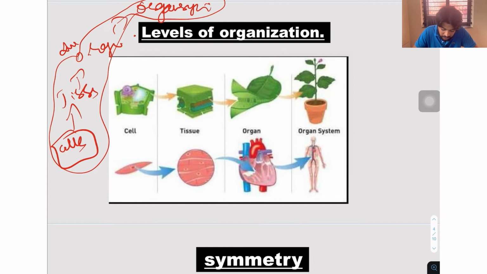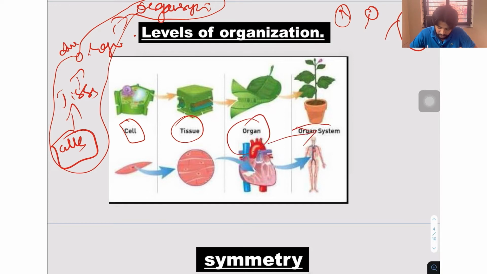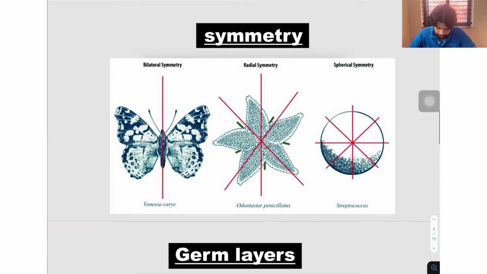Based upon this character, the organisms which are still in cellular form are grouped in one phylum. The organisms which are present at the tissue grade are in a different phylum. The organisms which are present at the organ or organ system level of organization are in a different phylum. This is one of the basic characters, whether it is still acellular or cells have combined together to form tissues, tissues have combined to form organs, and organs have combined to form organ systems, giving rise to a complete organism. Based upon this character, we have classified phyla into different types.